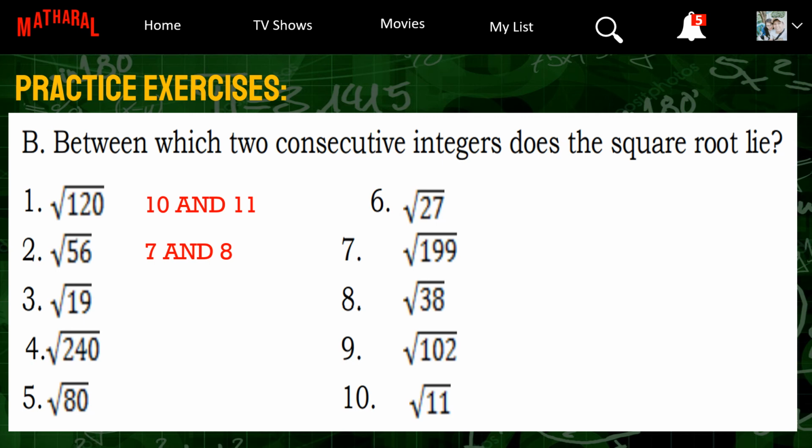The square root of 19 is between 4 and 5, because 4 squared is 16 and 5 squared is 25. For number 4, the square root of 240 is between 15 and 16, because 15 squared is 225 and 16 squared is 256. And for number 5, the square root of 80 is between 8 and 9, because 8 squared is 64 and 9 squared is 81. Another near one.